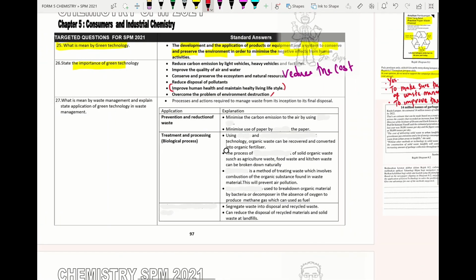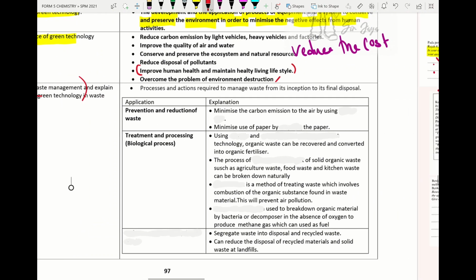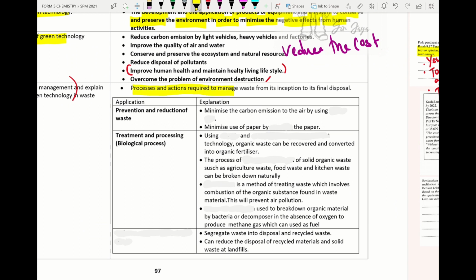All right, we move on to the next one. Okay, waste management, and explain the application of green technology in waste management. So the process and action required to manage the waste from inception until its final disposal. Prevention and reduction of waste. Minimize the carbon emission by using hybrid cars or electric cars. Okay, minimize the use of paper by recycling.